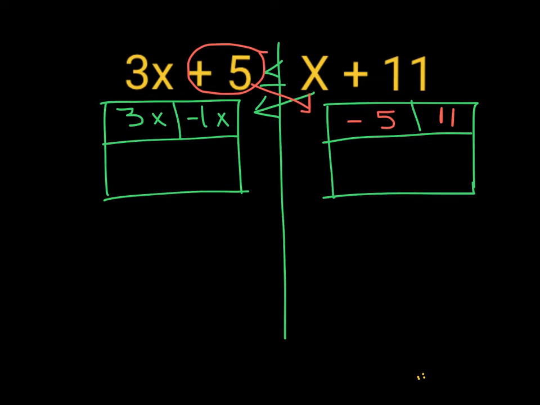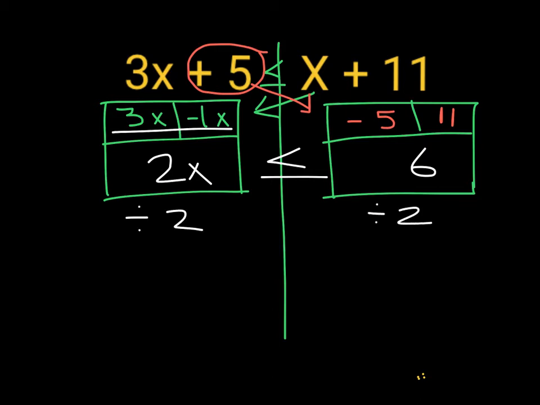So to solve this, 3x minus 1x is 2x. And on the right, we've got negative 5 plus 11, which is positive 6. And our last step would be to divide each side by 2. And we would read this as x is less than or equal to 3.